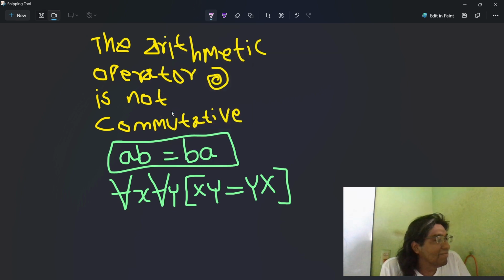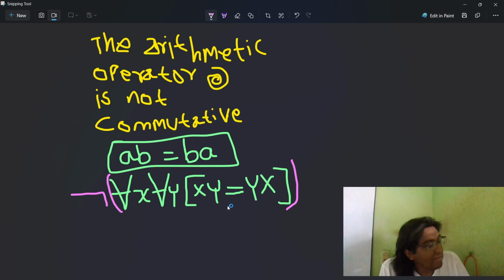Now I'm going to use this color. This is the symbolism associated to state that the multiplication operation is commutative. Of course, you need to probably state over here that you're talking about any given set of numbers, but in here I'm not stating it. You need to negate this thing. All right.